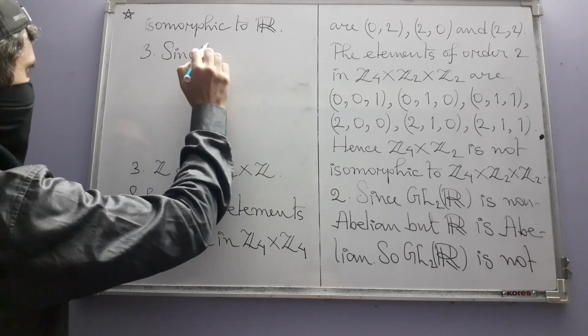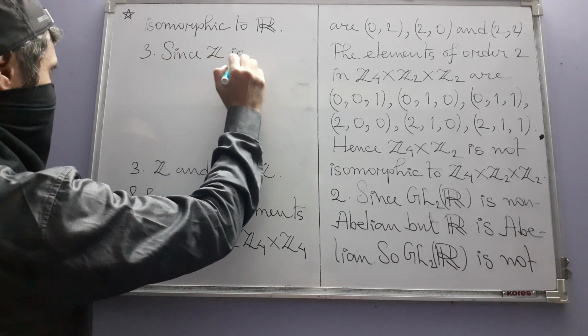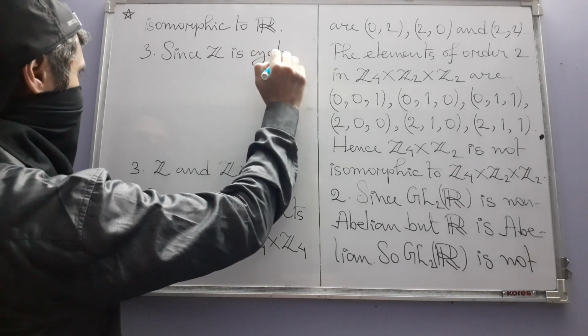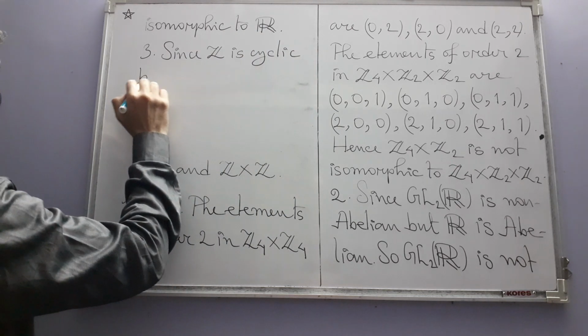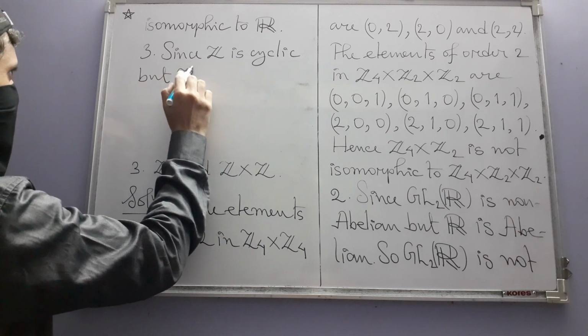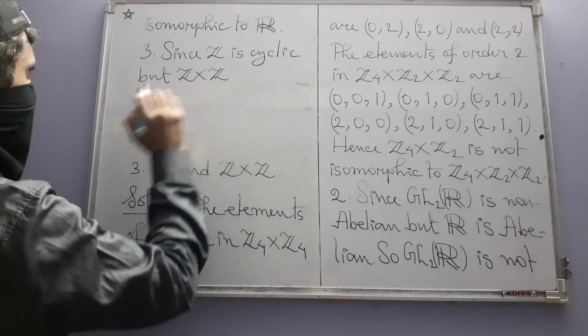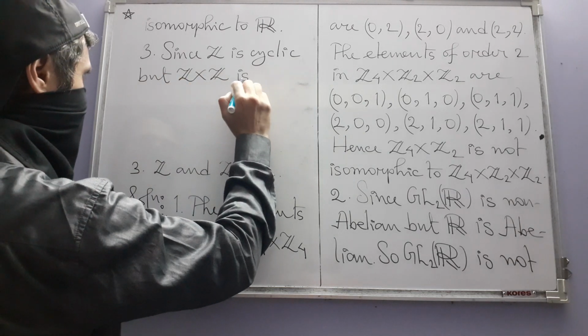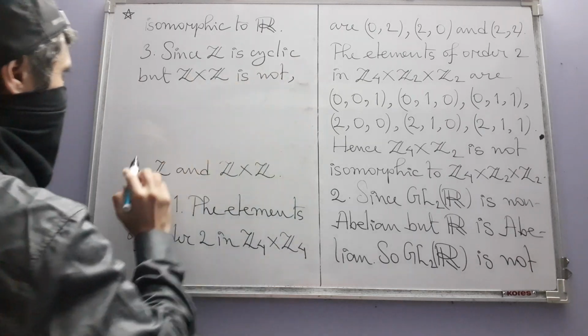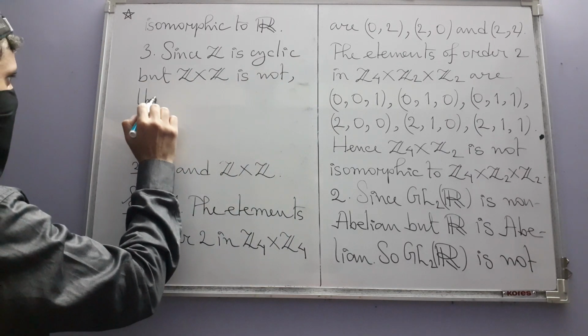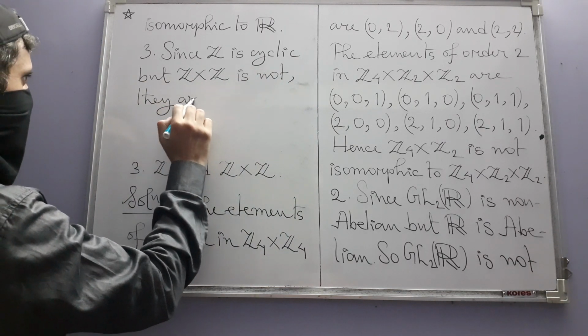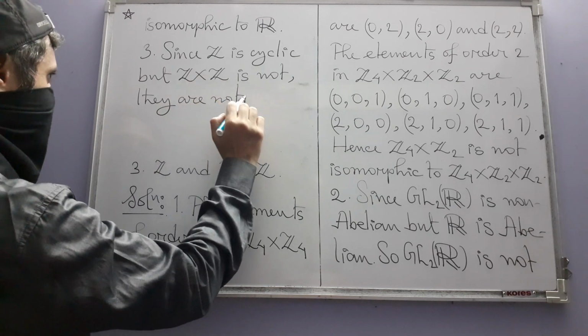Since this is cyclic but Z times Z is not, they are not isomorphic.